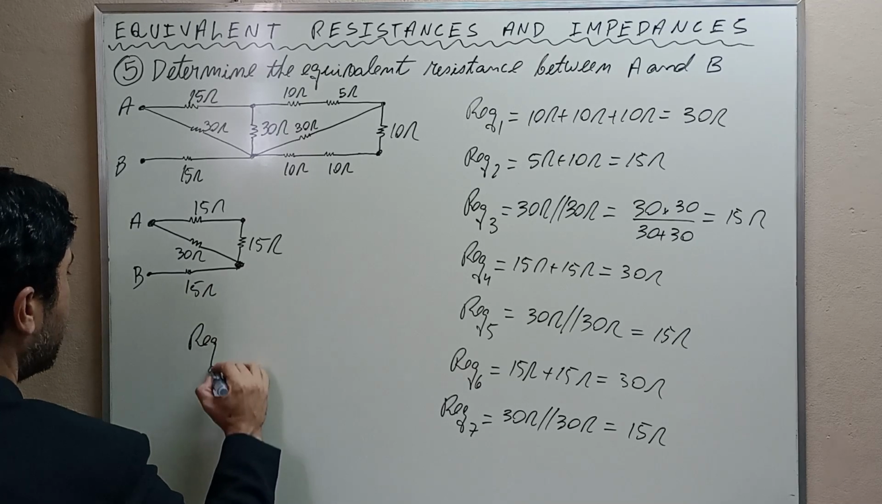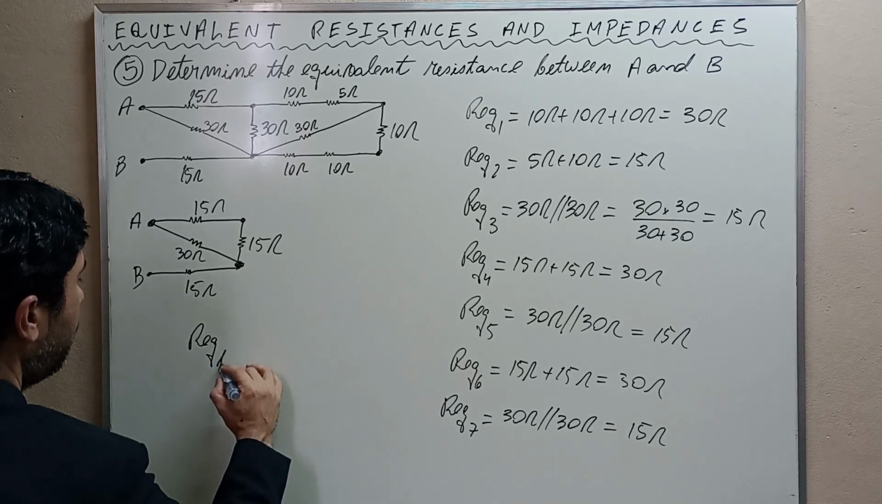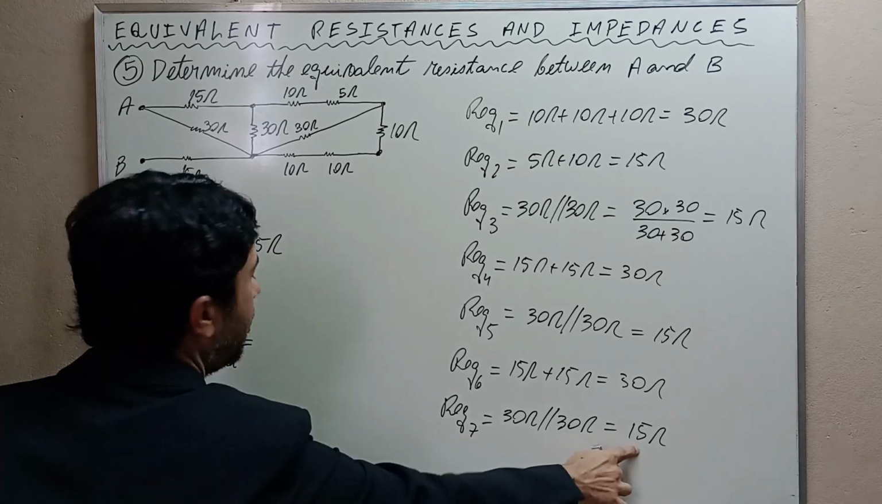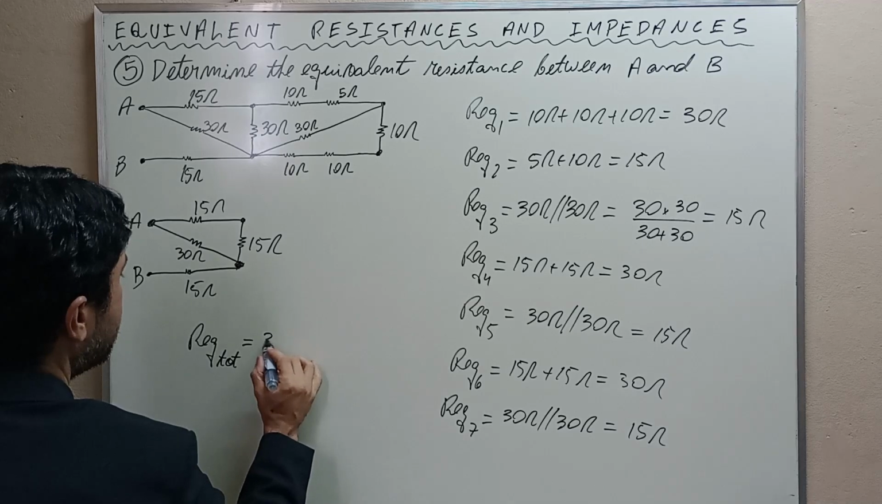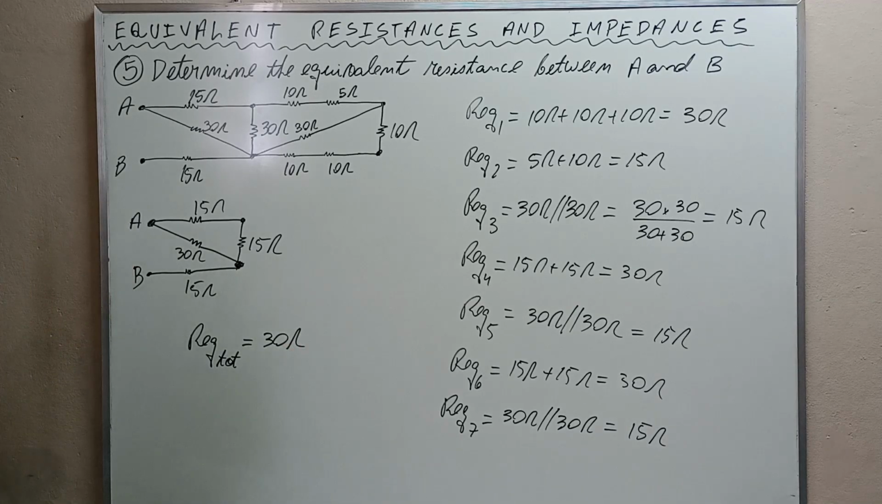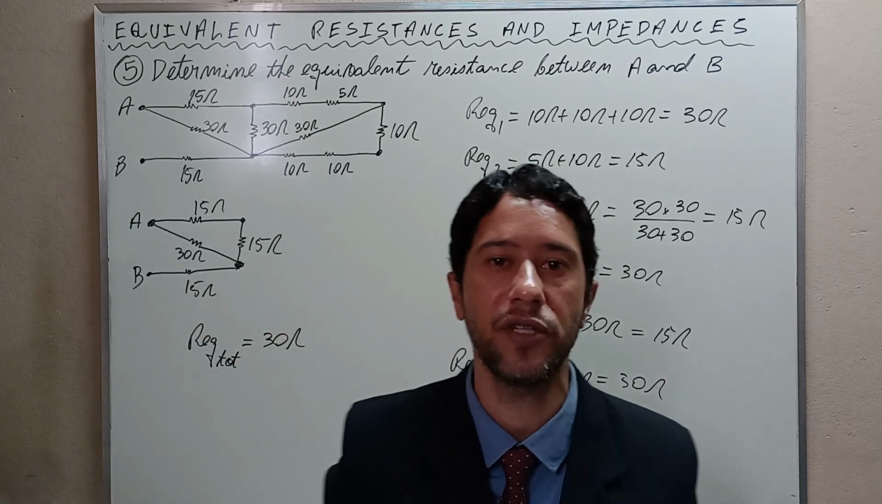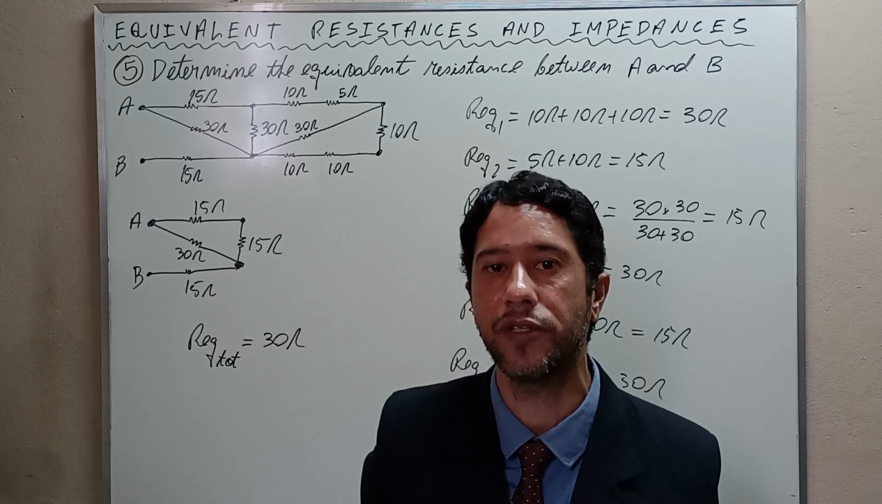Therefore, the total or final equivalent resistance will be 15 plus 15, which is 30 ohms, okay? And this is the solution of the exercise, and it is all for the discussion of exercise number 5. Let's go to the next. Let's go to exercise number 6.